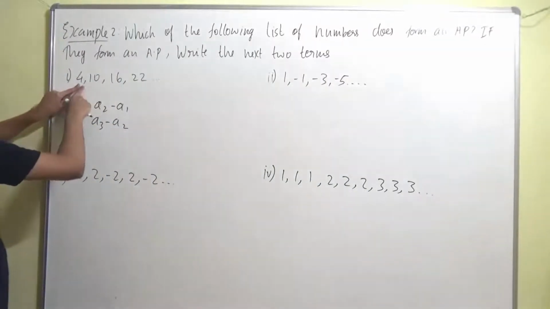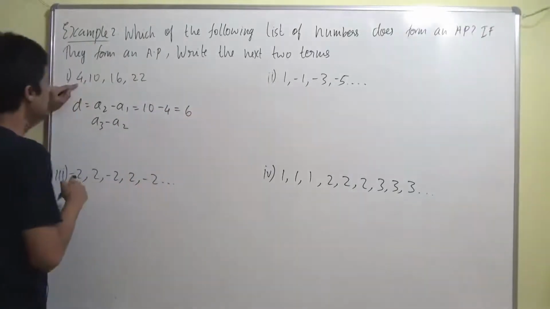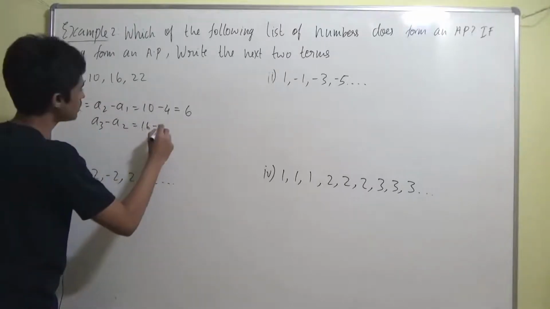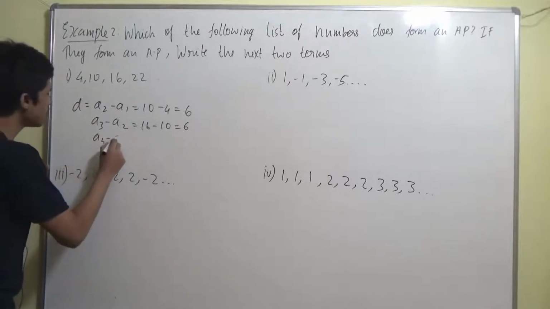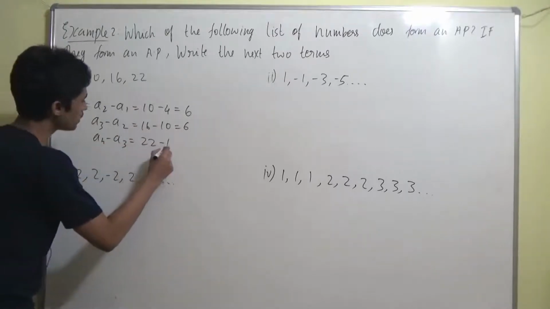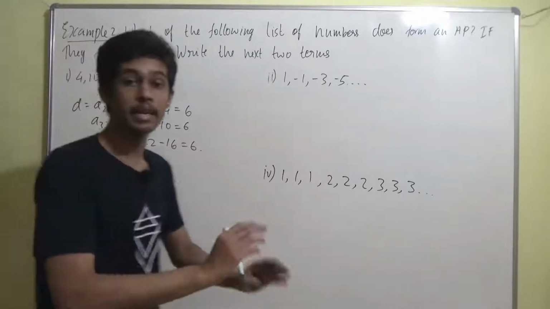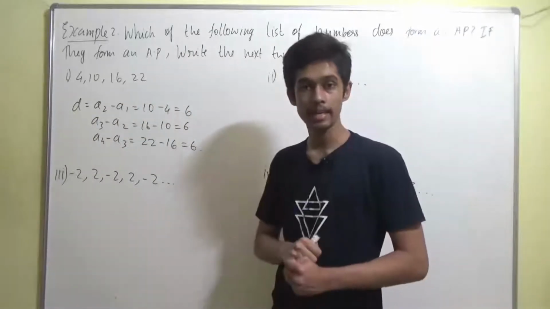If you do A2 minus A1, you'll get 10 minus 4, which is 6. And if you do A3 minus A2, you will get 16 minus 10, which is also equal to 6. And if you do A4 minus A3, you will get 22 minus 16, which is also equal to 6. If you see, the common difference is maintained throughout the sequence, which means this follows an AP, right guys?